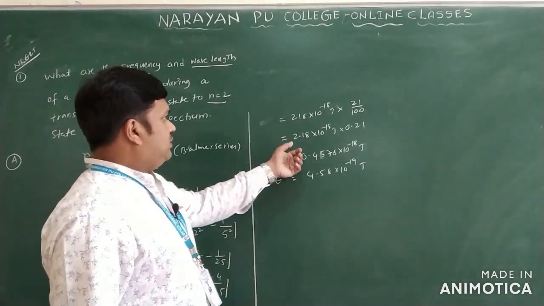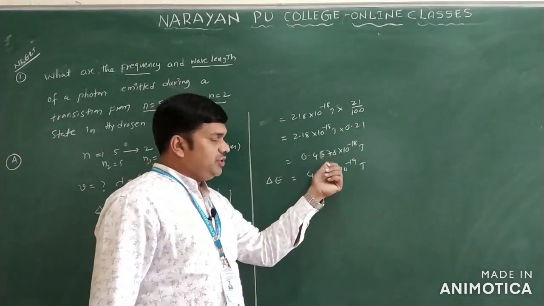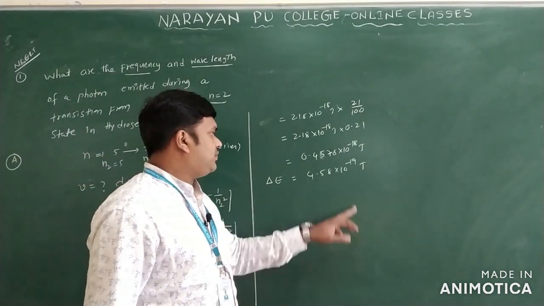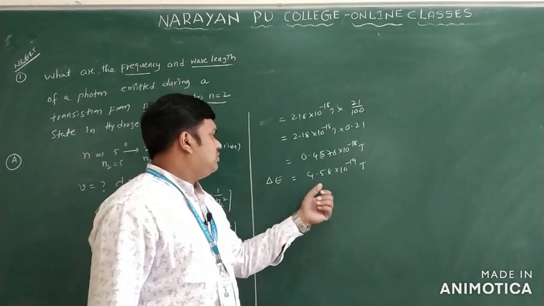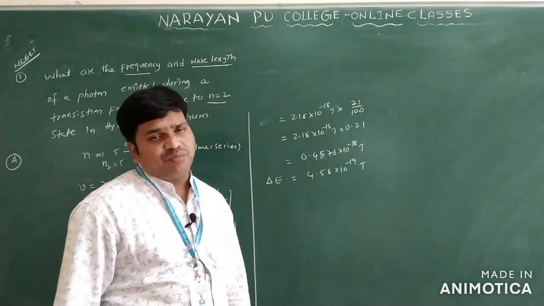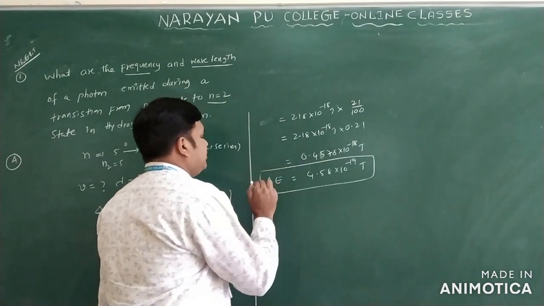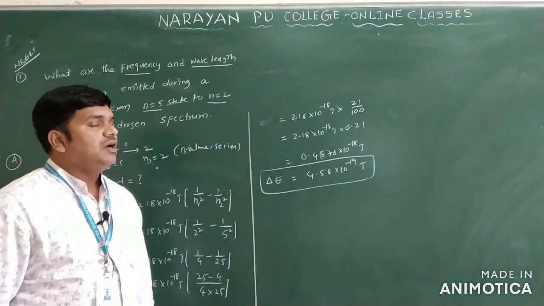Multiplying 2.18 into 0.21, you will get 0.4578 into 10 power minus 18. You can write 0.458 only, so 4.58 into 10 power minus 19 joules. This is the delta E we are finding here.